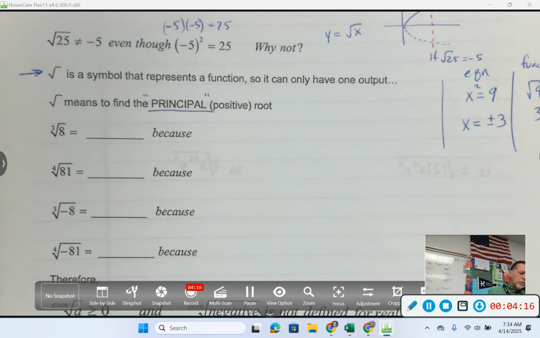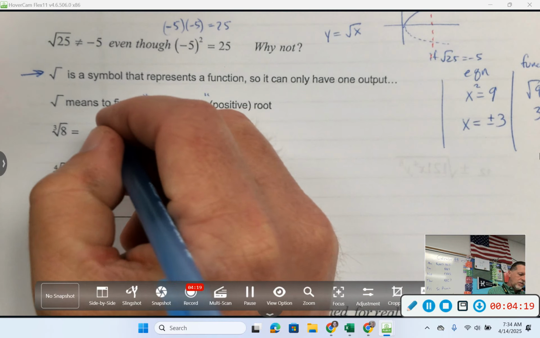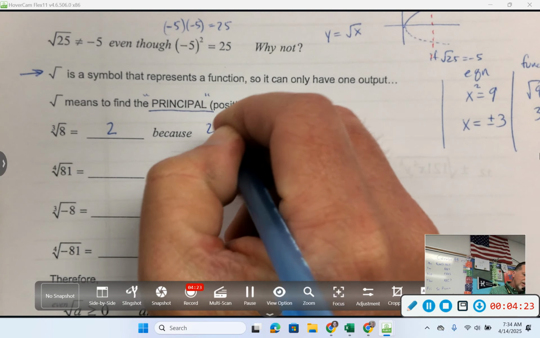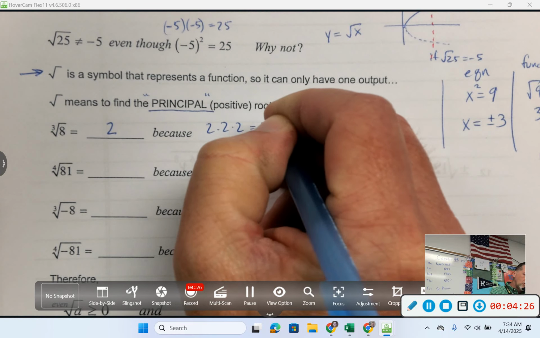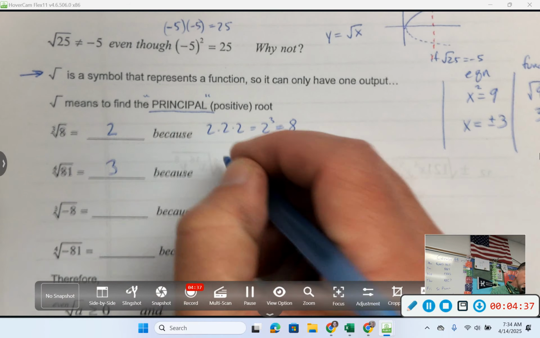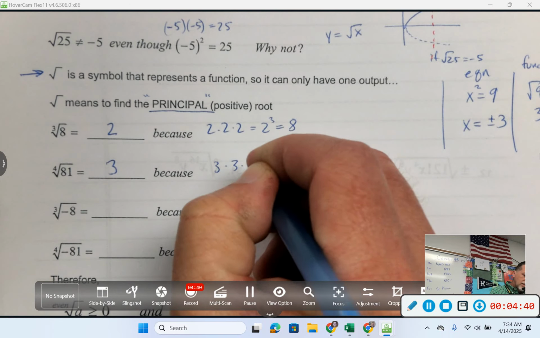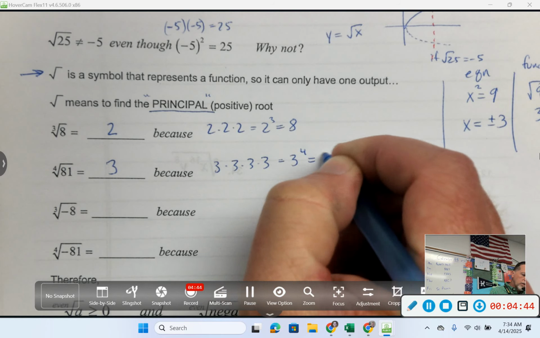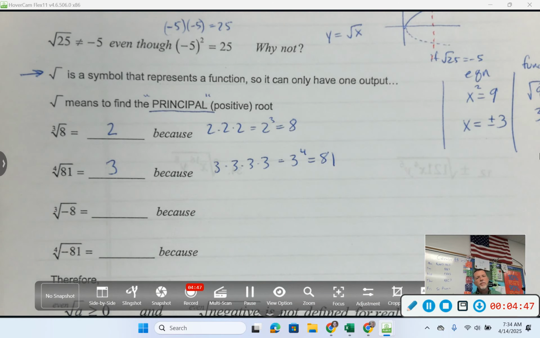All right, how about the cube root of 8? What's that equal to? 2. And what would you use? 2 times 2 times 2, which is 2 cubed, is 8. Kind of thinking backwards. What about the fourth root of 81? 3. Same reason: 3 times 3 times 3 times 3, which is 3 to the fourth, is 81. So the fourth root of 81 is 3.